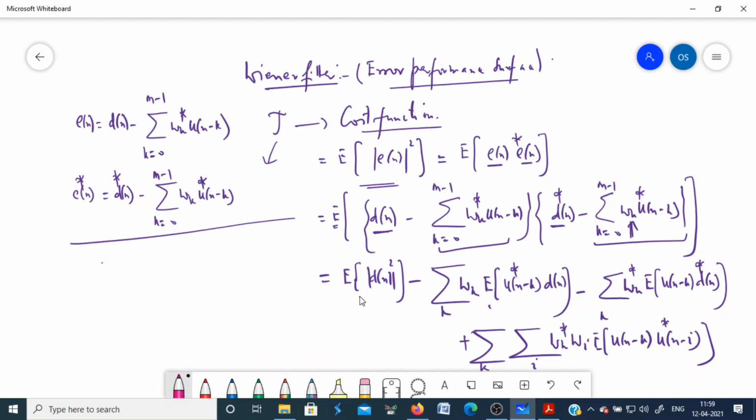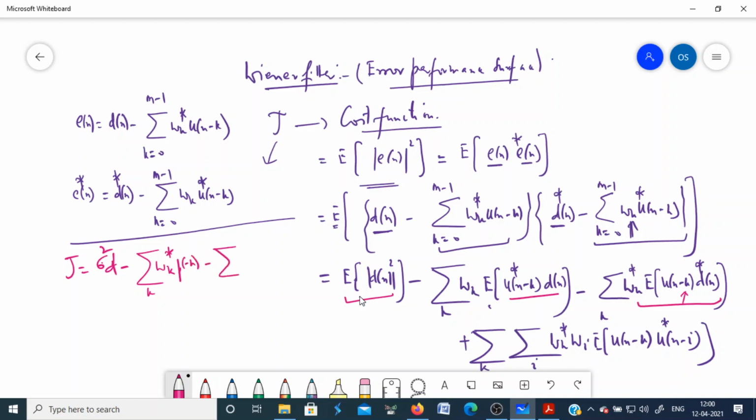And if you look at this J, E of mod e n squared is nothing but the variance of the sequence d_n, which I can write as sigma_d squared, assuming that it has zero mean value, minus the summation of w_k into this. If you look at this term first, it is the summation over k of w_k star. Now E of u of n minus k into d_n star is the correlation between u_n and d_n at a lag of minus k, because it is n minus k minus n, so you get p of minus k here, into p of minus k.